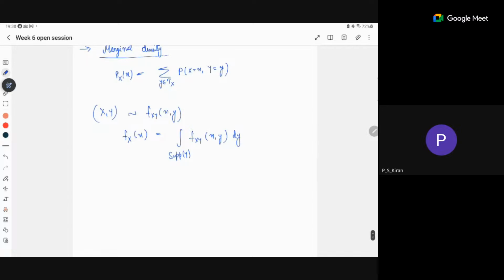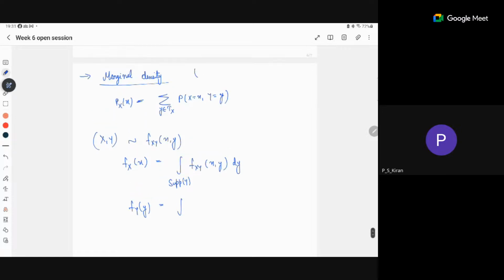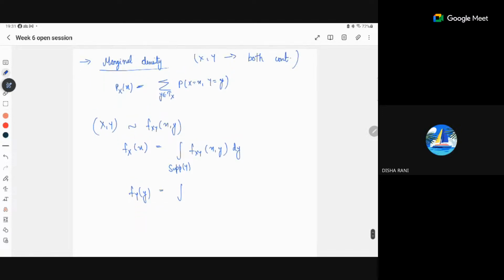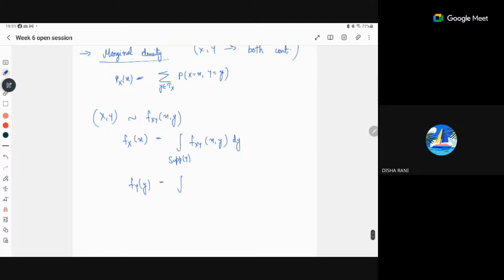Ma'am, both x and y should be continuous, right? Yeah, here we're talking about both x and y continuous. I mean, from the starting of this week, from chapter 6, we are talking about both continuous. Okay. Ma'am, so if we want to find the marginal of x, we need to integrate with respect to y. Or we need to integrate with respect to y.